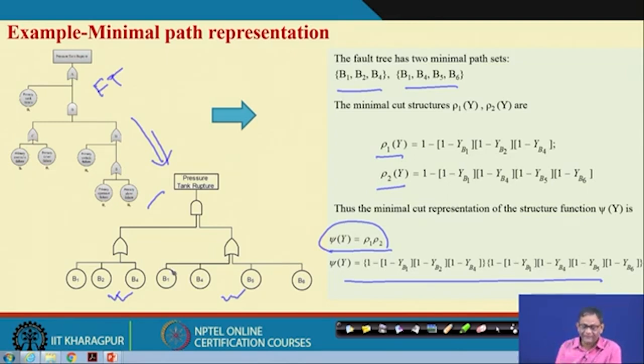So, for your benefit, first is the fault tree, then the path representation. Once you have the path sets, if there are m path sets, there will be m structure functions for the m OR gates, and then the final structure function for the top event will be the multiplication of all of the OR gate structure functions. The rest of the things are algebraic only. You just have to manipulate algebraically, and you will get the final form.